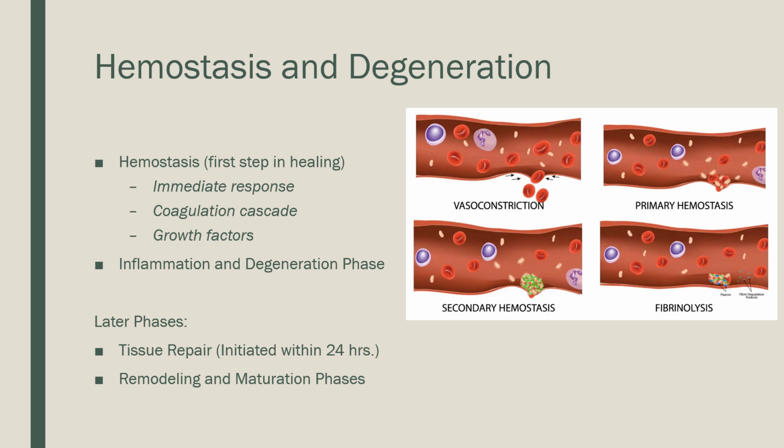Platelets release chemical messengers, including growth factors. Growth factors stimulate inflammatory cells such as neutrophils and macrophages to the site. Growth factors promote epithelial cell, fibroblast, and endothelial cell migration and proliferation. They also regulate cell differentiation and extracellular matrix protein expression.